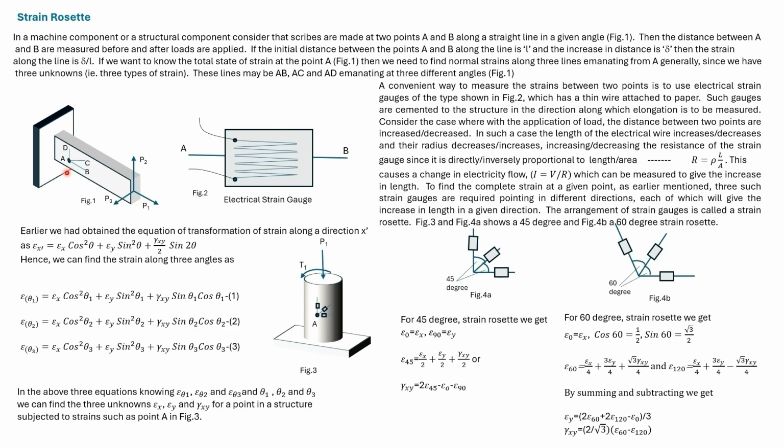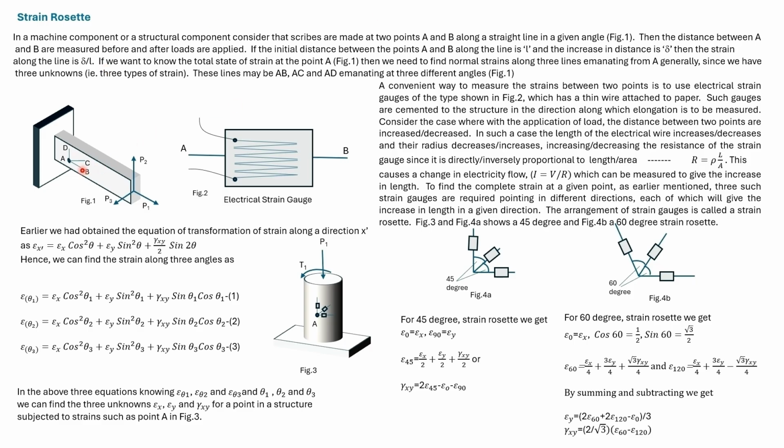Consider that scribes have been made at A and B. Here a structural component is shown, but it can also be a mechanical component. Let the straight line distance from A to B be L. This is before load has been applied. After load is applied, let the increase in length be delta. Then the normal strain of AB is delta divided by L.